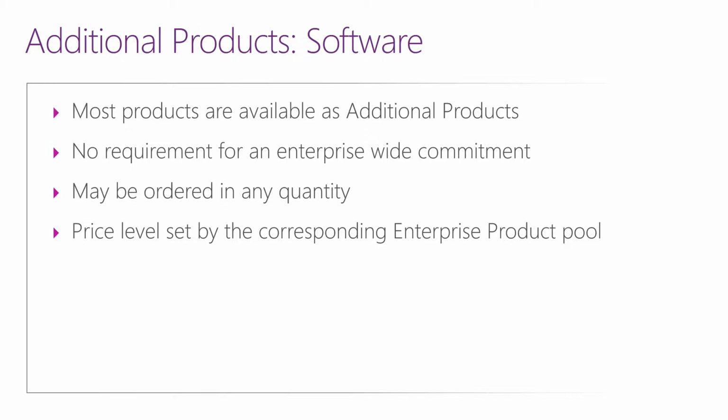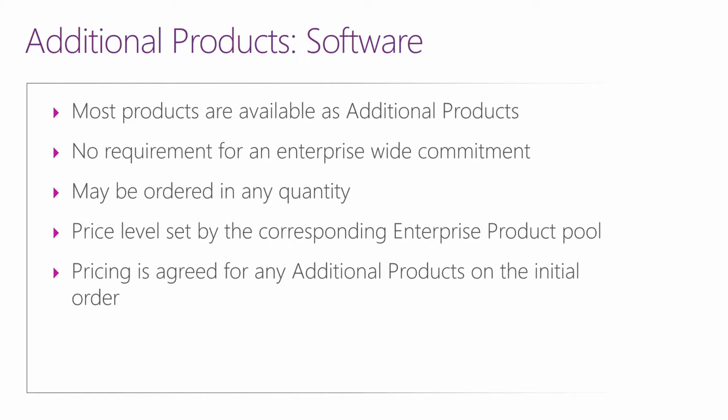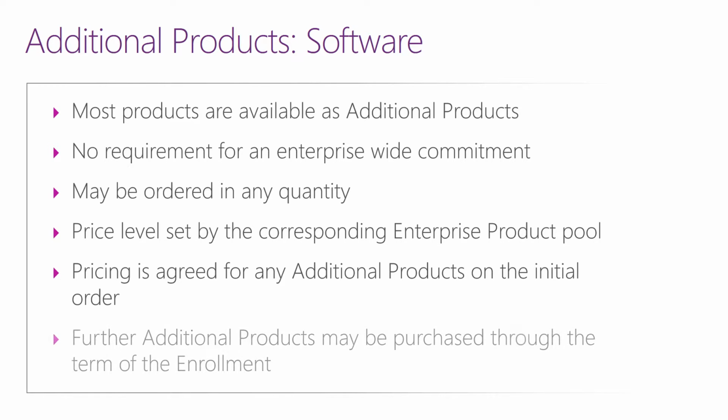They don't have any other enterprise products, so additional products in the systems and servers pool will be at level A. Contoso want to order Visio licenses on their initial order, and in a similar way to the enterprise products, pricing is agreed for these Visio licenses for the term of the enrolment. However, any other additional products may be purchased whenever they need them. Let's look at how payment for the additional products works.